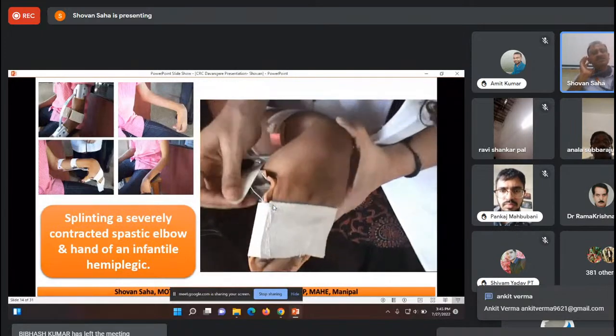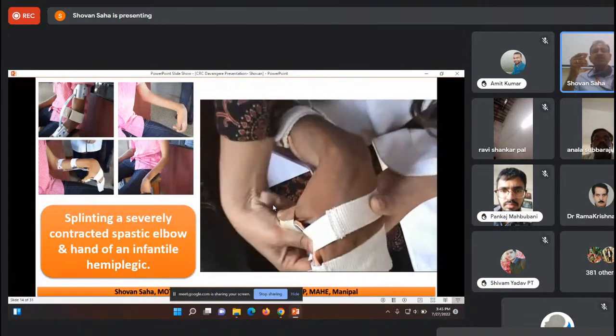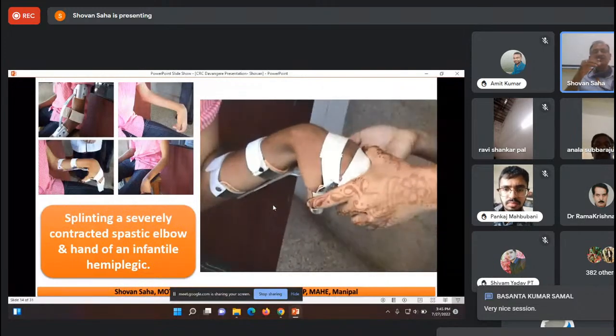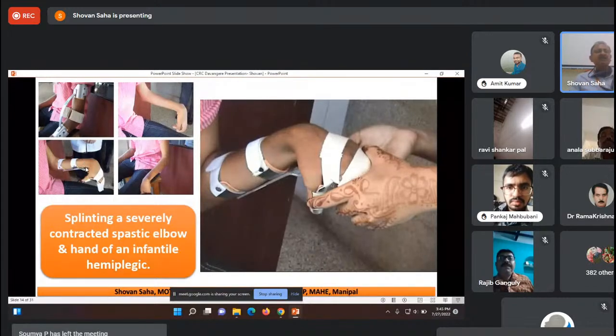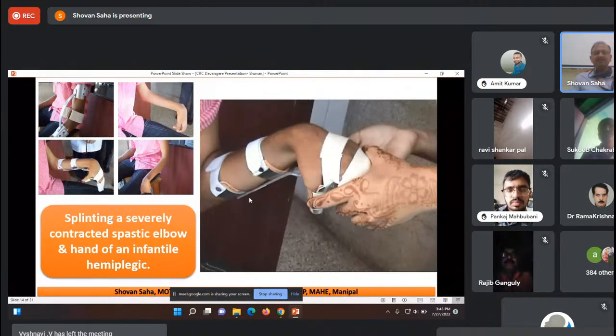So we can't just stretch it just because you are able to stretch at that point. You need to take into account how the tissues will respond after 6 hours of continuous stretch. So this is stretching the elbow flexors, which have undergone contracture, and this is stretching the long flexors. So this is how it starts, and then we gradually go on stretching and slowly it will get into an extended position.